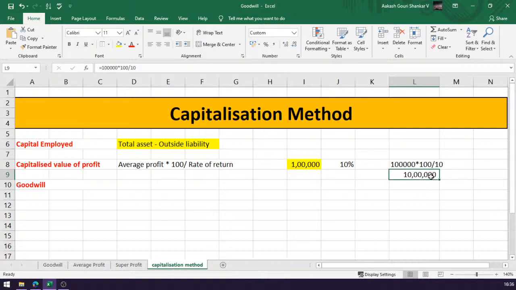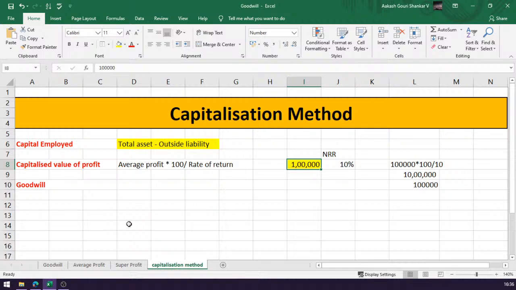So you can even check with this. If we have invested 10 lakh and the normal rate of return, NRR, is 10 percentage, what will be our return? 10 lakh into 10 divided by 100, which is nothing but rupees 1 lakh. We are just finding out the amount of capital that would have been invested into the business in order to earn a profit of rupees 1 lakh.